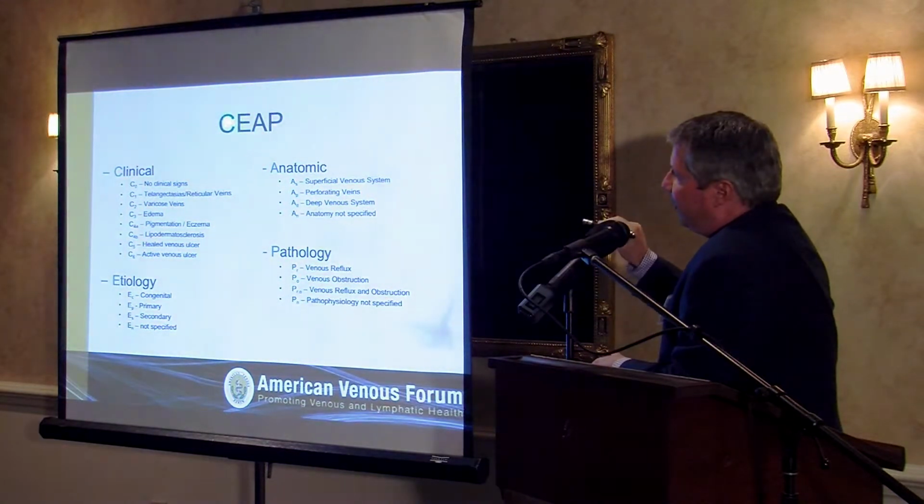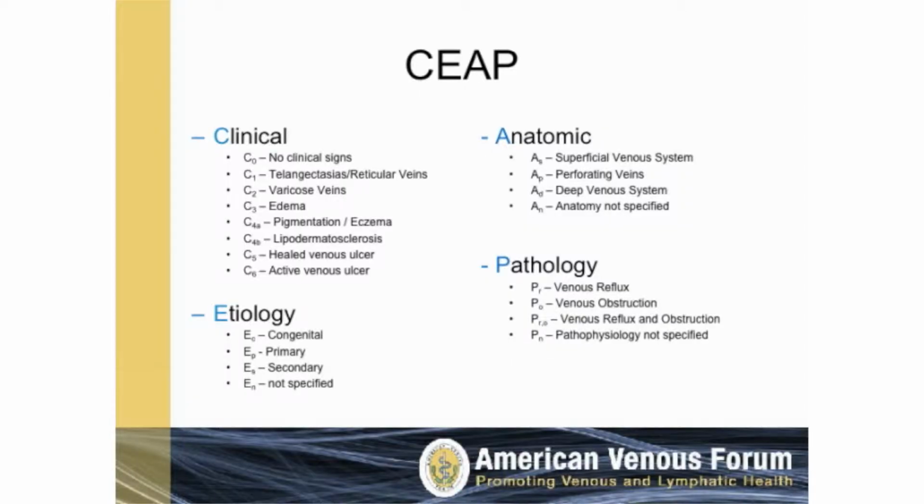The one we use most is the C classification, 0 through 6. C0, no clinical signs. C1, telangiectasias or reticular veins or spider veins. C2 is just varicose veins. C3 is edema in the leg.